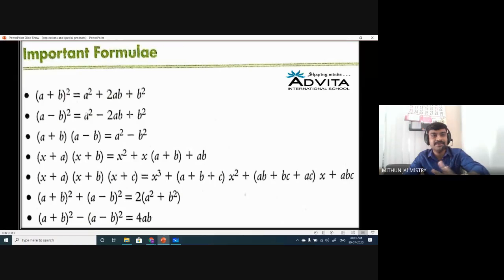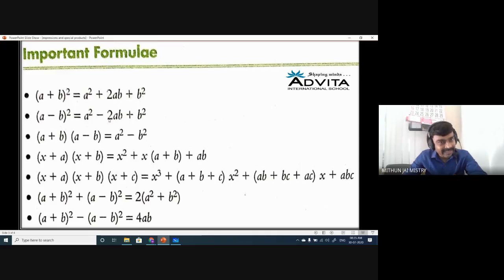In other formulas, you can see that a plus b is there, a into b is there, but a minus b is missing. Here a minus b is there, a into b is there, a plus b is missing. Here a plus b is there, a minus b is there, a into b is missing. So only one formula has all three. That is the last one. Here we have a plus b, a minus b, and a into b.